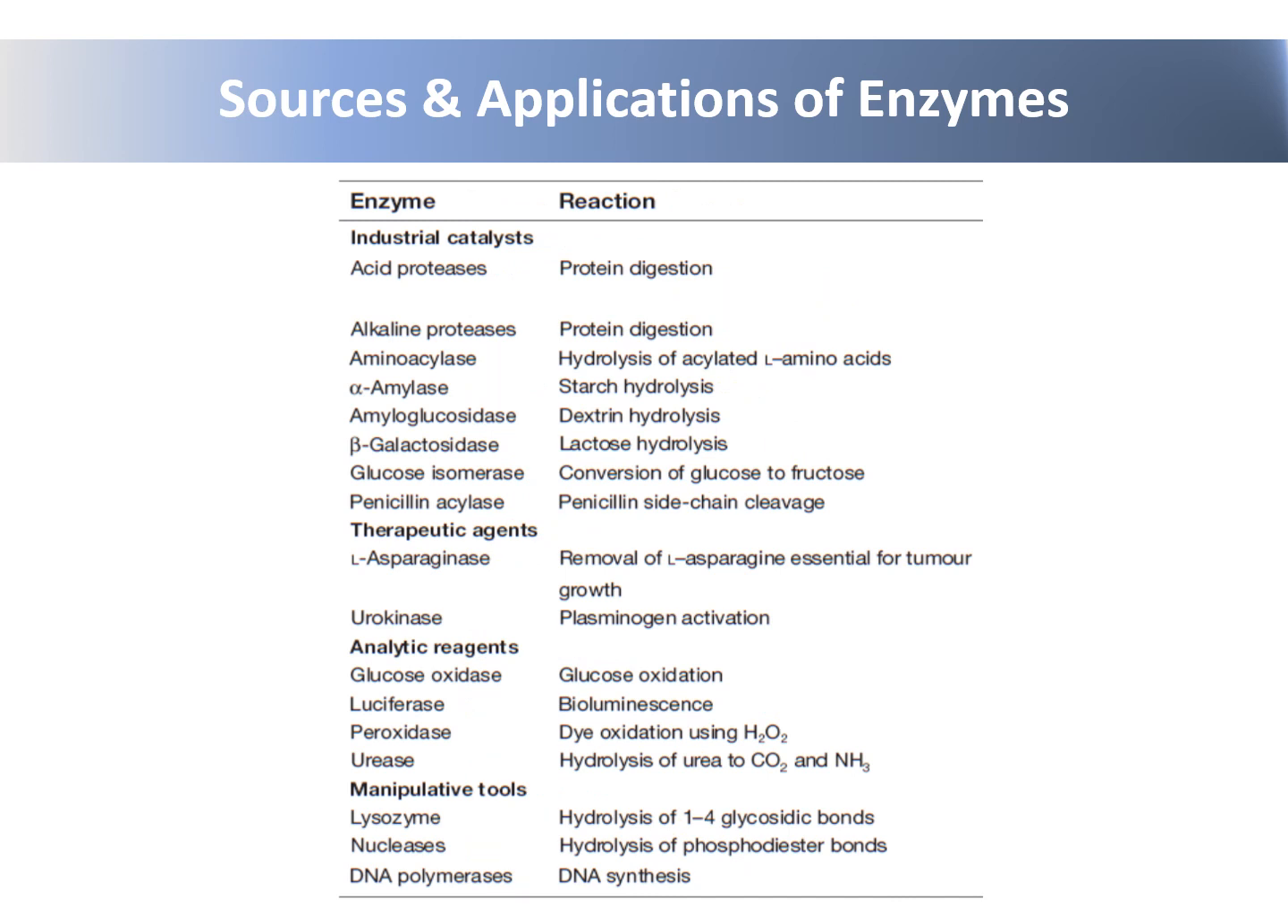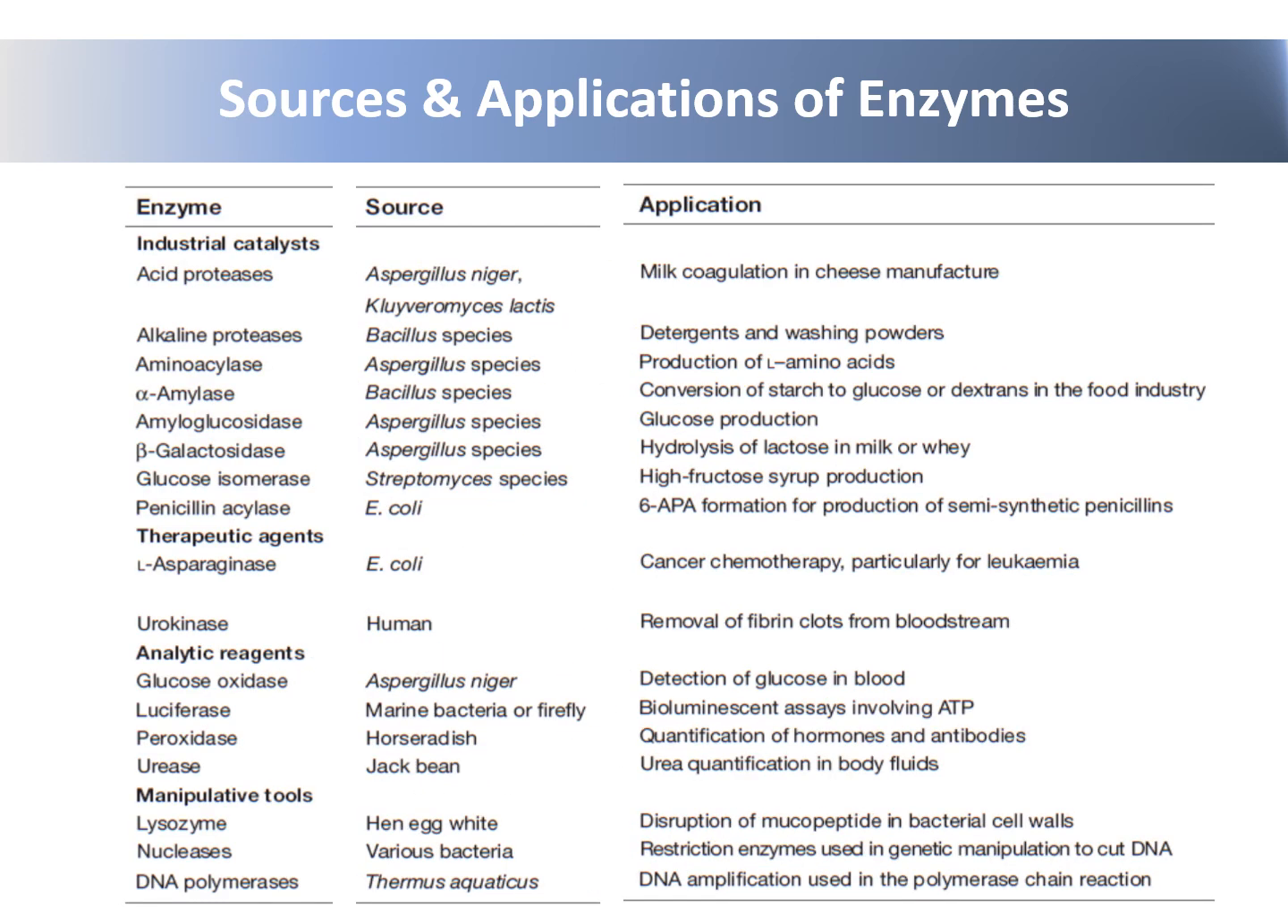Okay, so the application, as we mentioned: acid proteases in milk coagulation, in cheese manufacturing, where your renin enzyme will be involved. Alpha amylase, found in Bacillus, converts starch to glucose or dextrans in the food industry, like in beverage manufacturing. Penicillin acylase in E. coli is used in the 6-APA formation for production of semi-synthetic penicillins.